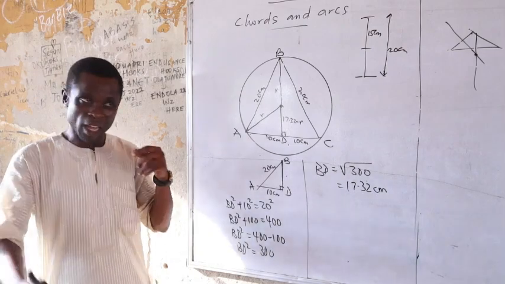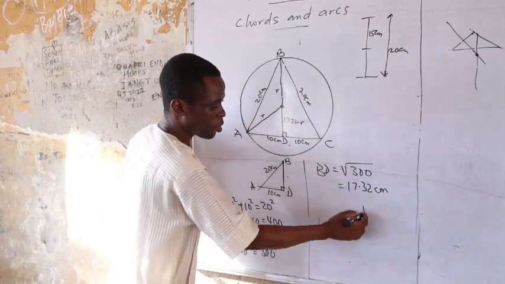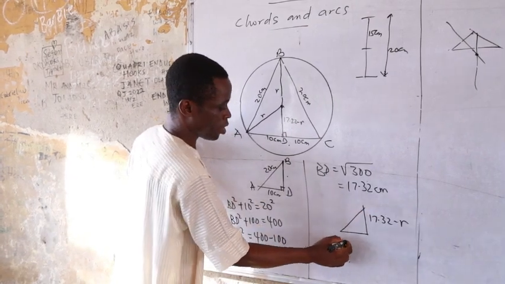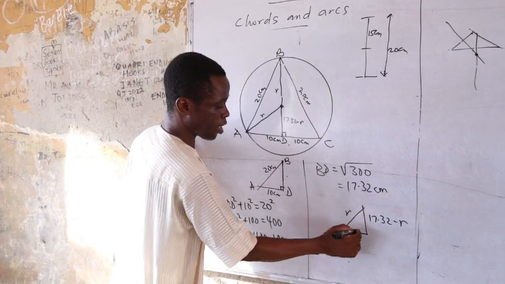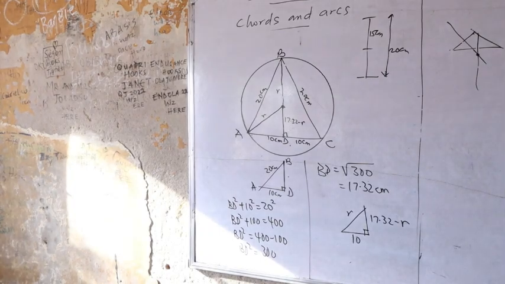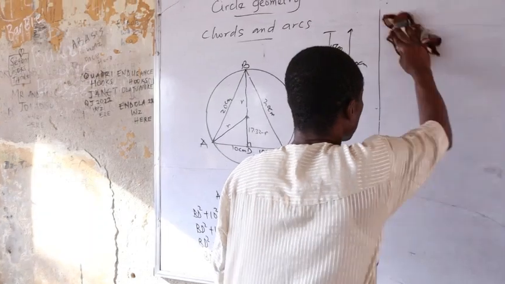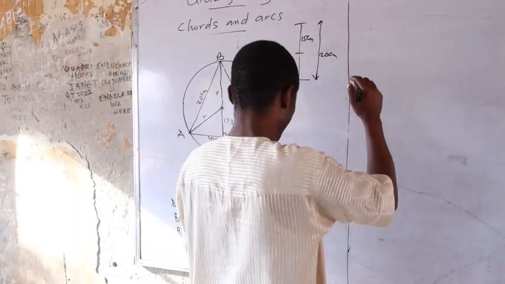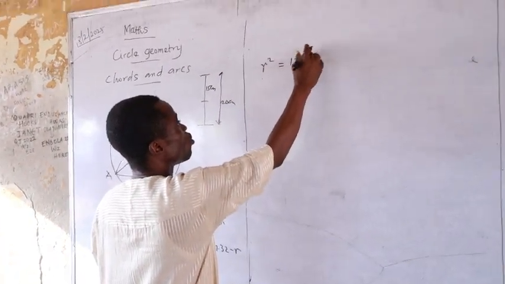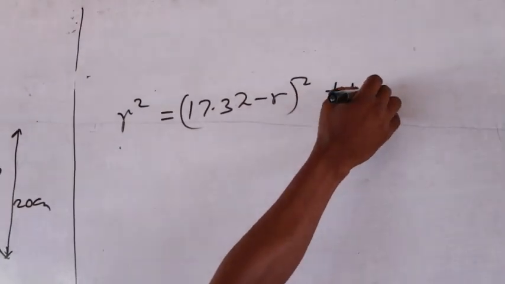Then I will still go back to that Pythagoras rule. Because now, using this triangle, we have 17.32 minus R, 10, while this one is R. It is still Pythagoras rule. And which one is the longest side then? R is the longest side. So it is that R that will stand on its own. So we now have R squared is equal to (17.32 minus R) squared plus 10 squared.